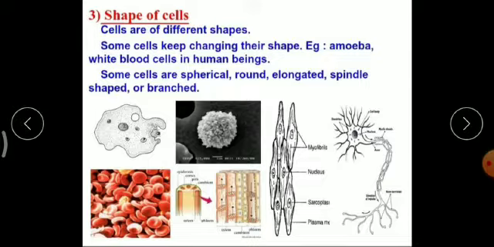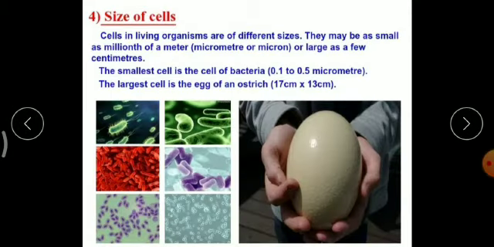Cells are of different shapes. Some cells keep changing their shape, like amoeba and white blood cells in human beings. Some cells are spherical, round, elongated, spindle or branched in shape. Cells in living organisms are of different sizes. They may be as small as a millionth of a meter or as large as a few centimeters. The smallest cell is the cell of bacteria and the largest cell is the egg of an ostrich.